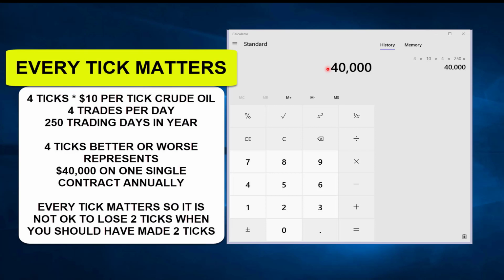Keep in mind, it's only $1,000 to day trade a crude oil contract. So you're talking about 4,000% less return on margin. That's huge. Every tick matters. It is not okay to lose 2 ticks when you should have made 2 ticks. Make sure you manage your trades properly.